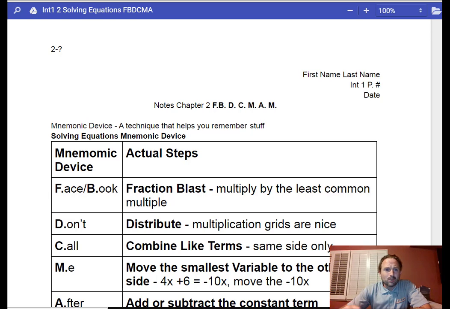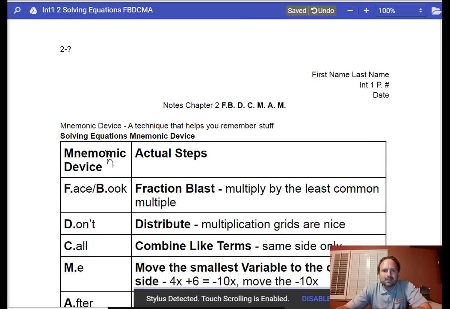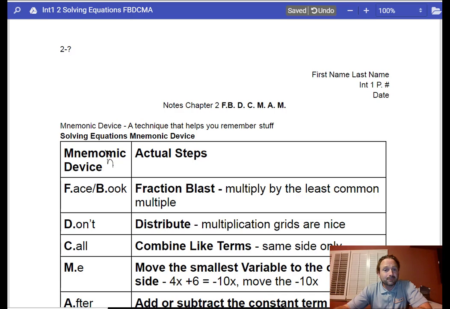So here's one of the first ones we should do. Notes on Chapter 2, Facebook Don't Call Me After Midnight. So this is a mnemonic device. Yep, I even misspelled it. That's alright. There should be an N right here, not an M. So let's put N. A mnemonic device is a technique that helps you remember stuff.